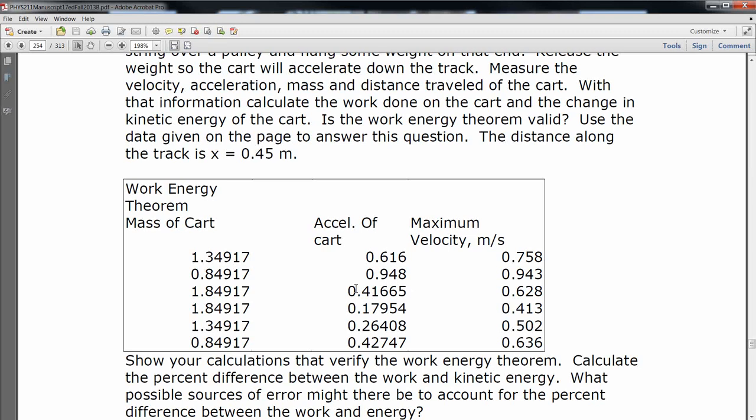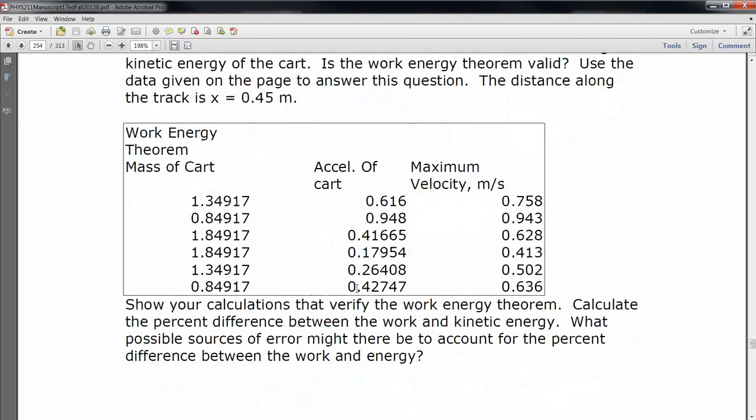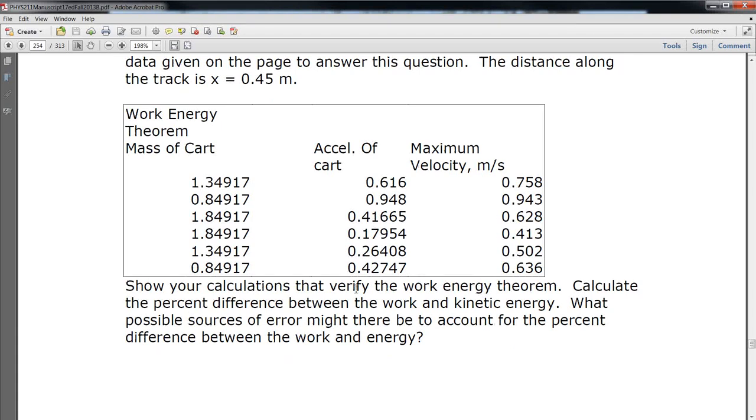So you have a series of 6 data points in which we have the mass given, the acceleration that's been measured, and the maximum velocity achieved by the cart. It says show your calculations that verify the work energy theorem, calculate the percent difference between work and kinetic energy, and what possible sources of error might there be to explain any percent difference between these two.